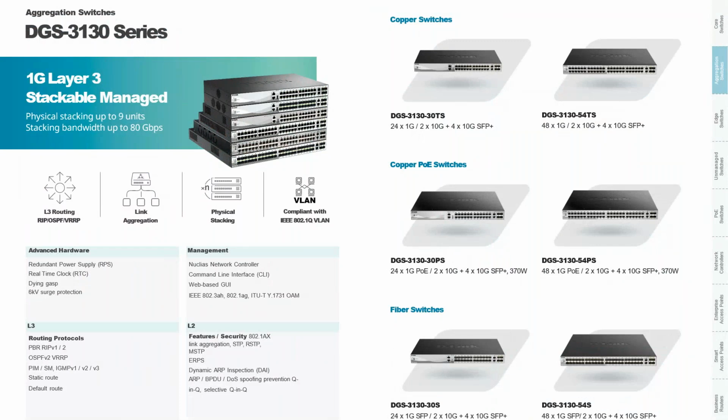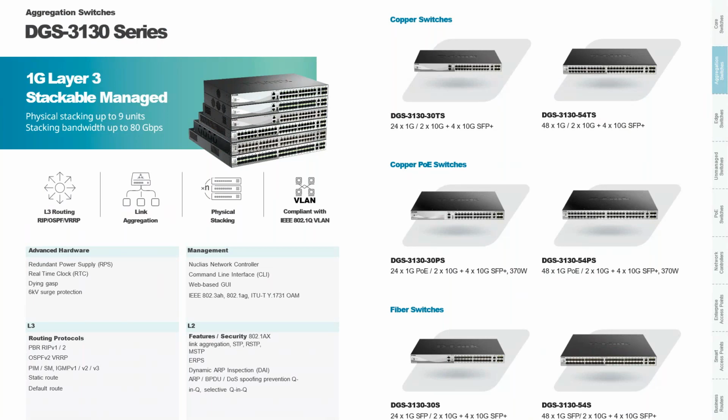So if we move on from this slide and start off with the DGS 3130s. Yeah, these are 1 gigabit layer 3 stackable managed switches. They come in different options. On the right there, we can see the 24 and 48 port variants. We can see the PoE options, the 30PS and the 54PS variants. And then we've got fiber options, so we've got 1 gigabit SFP options.